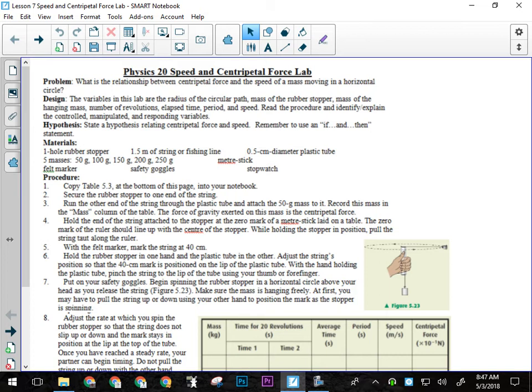Because like I said, a lot of that you can copy and paste from the last lab, provided you did it right in the last lab. Don't copy and paste if you did it wrong.